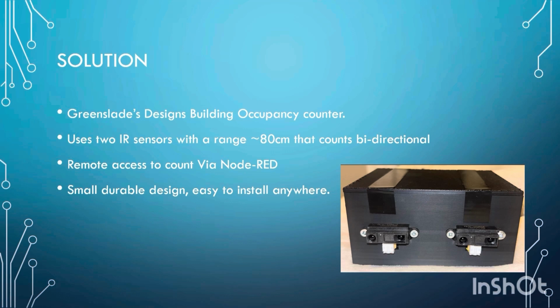The logic of this counter, there are 2 sensors. If sensor A goes off first in a time frame, then someone is entering. If sensor B goes off first, then that means someone is leaving. The count will update on all 3 devices, the LCD screen, remote read, and local display. The design is very small and durable and is easy to install anywhere.